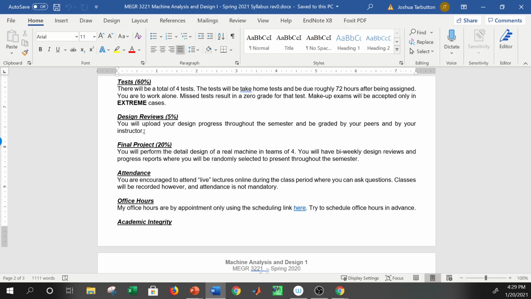Then the final project itself will be the culmination of your design throughout the semester, and it's 20% of your grade, and so that'll be due at the very end of the semester.